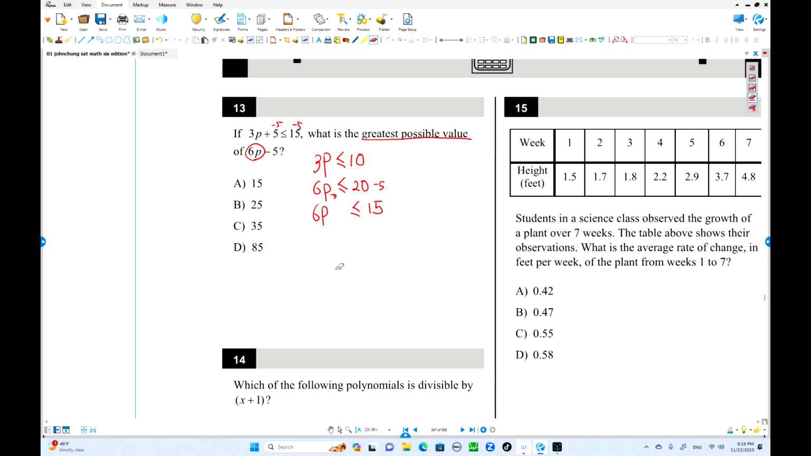Okay, I'm going to minus 5. Okay? So 6p minus 5 is less than or equal to 20 minus 5, okay? So 6p minus 5 is less than or equal to 15. So what is the maximum over here? 15 is the maximum, okay? 15 or less, right? That value is 6p minus 5, okay? 15 is the answer.